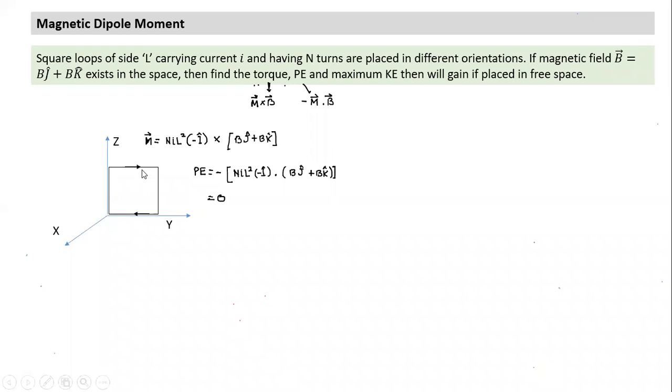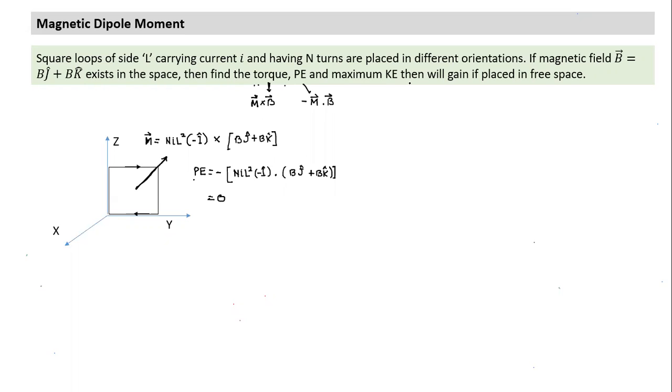See, when you look at this, what is the direction of the field here? The field lies in the YZ plane. If I mark the direction of this magnetic field, the field is in this direction. The field is lying in the plane of the coil. When the field lies in the plane of the coil, the angle between the m vector and the field vector is 90 degree. And we already know potential energy has to be 0 when the angle is 90. So U is 0.